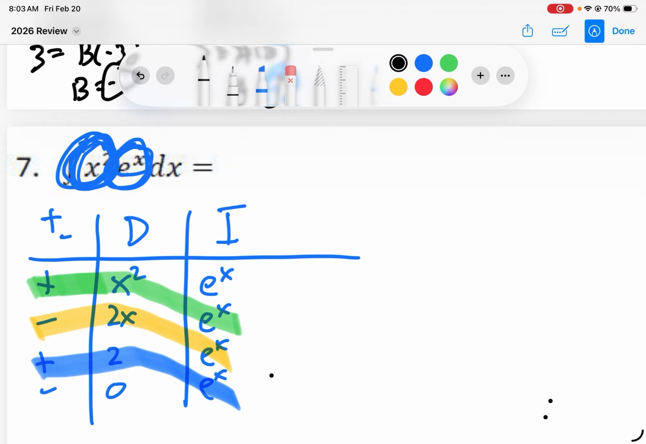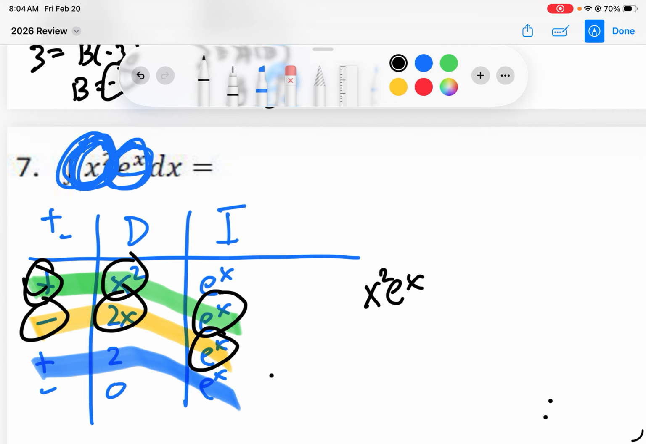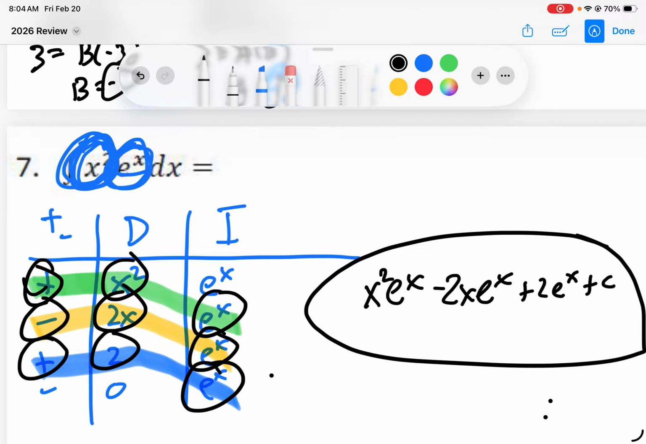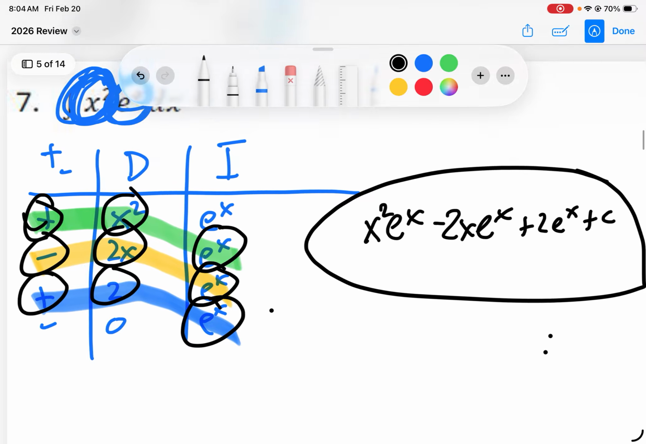All right, so I would do positive x squared times e to the x. Negative 2x times e to the x. Positive 2 times positive e to the x, so plus 2 e to the x. And then don't forget your plus c. And that'd be it. All right, number 8.